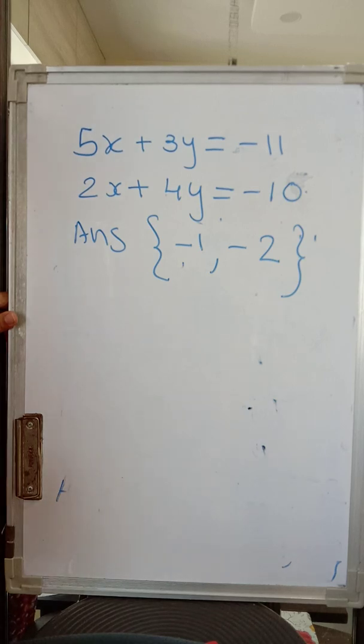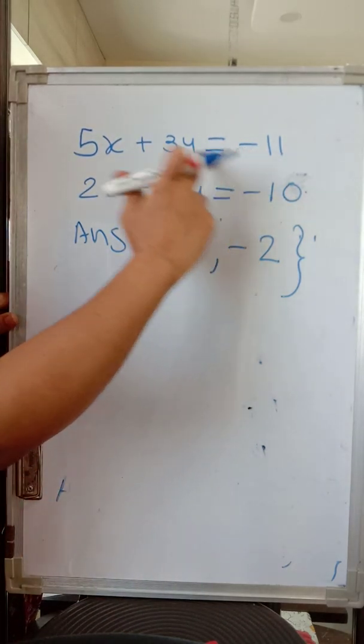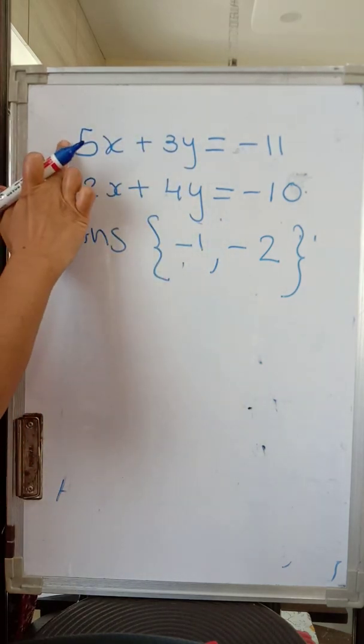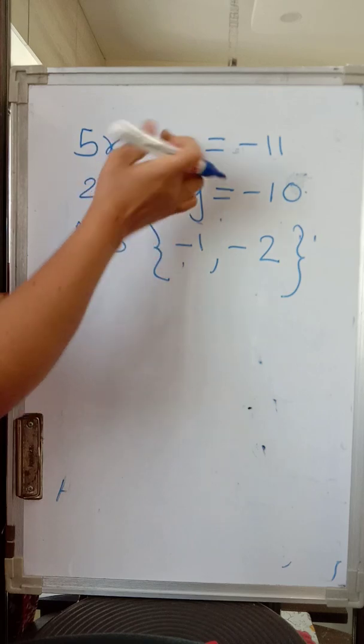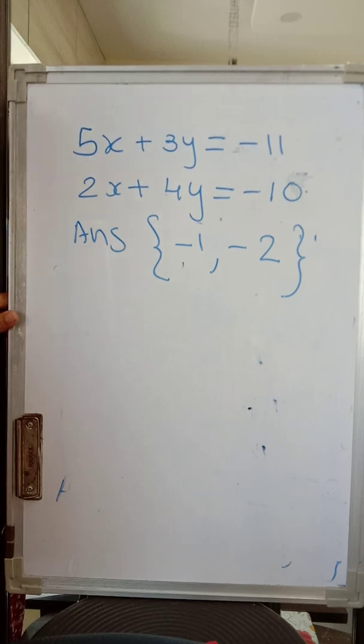Once you understand the arrangement of columns of dx, dy and d, it is very easy. Do not forget to take the coefficients along with the signs. Here there was no minus sign in x and y, but if here it is minus 5x or minus 3x, you have to take the value along with the sign. Take the coefficients along with the sign. I hope it's clear. Okay, thank you.